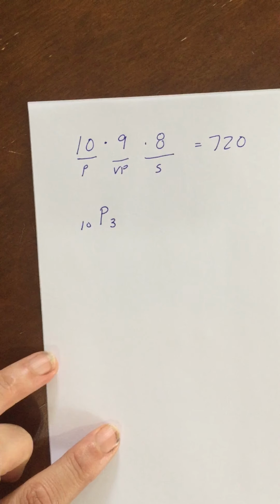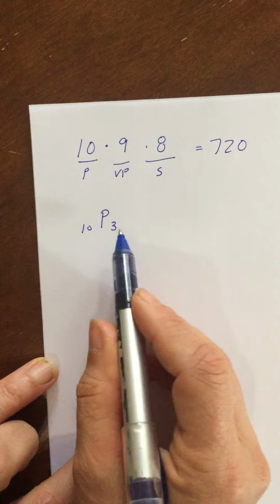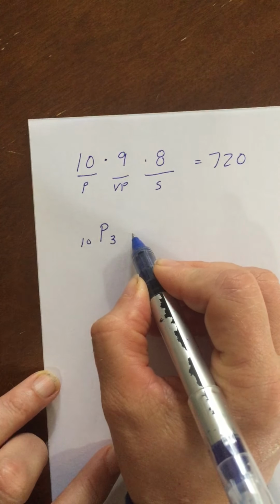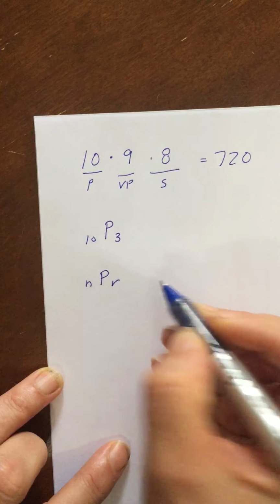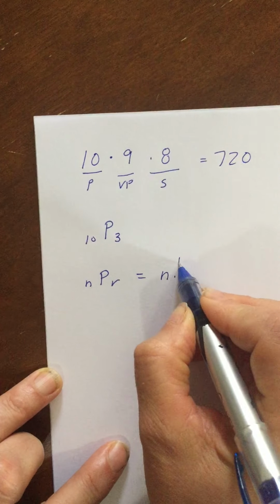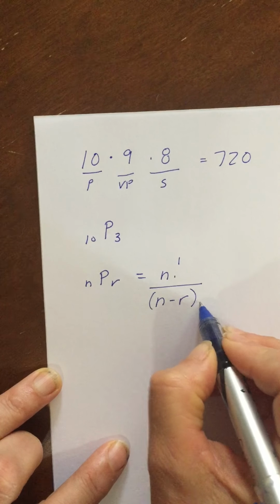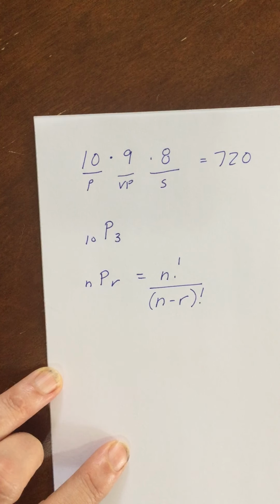Okay, so let's go through what the definition of this is and how that works out with the actual definition. If I have n permute r, the definition of that is going to be n factorial over n minus r factorial. So let's see how that works out for this problem.